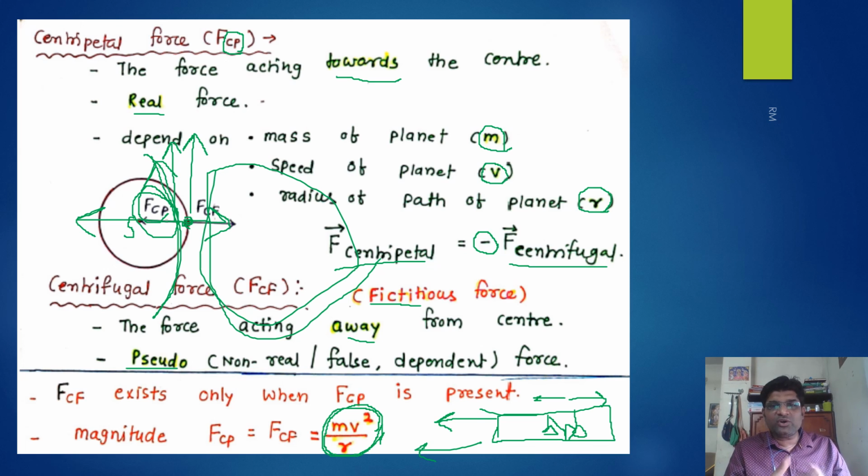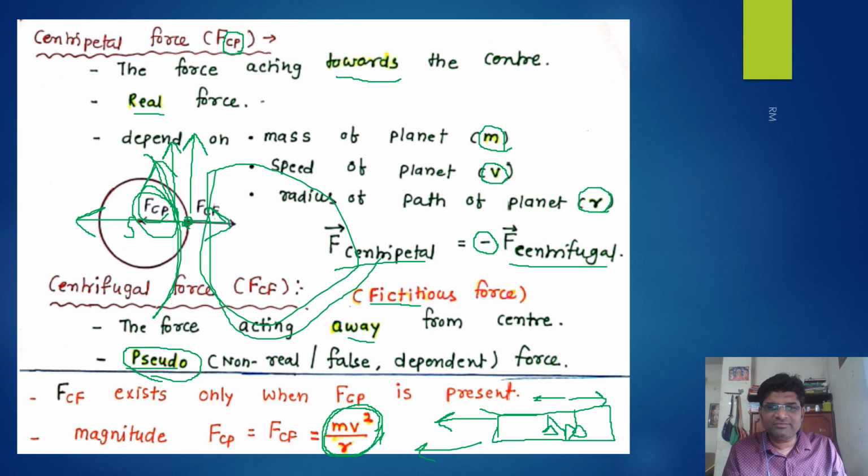So why has it gone to that side? Has any kind of force been applied on that? No, but still it's going. So the force which comes into the picture, which makes this hanger move in the opposite direction, is the centrifugal force. It is a pseudo, PSEUDO, that's a non-real force.